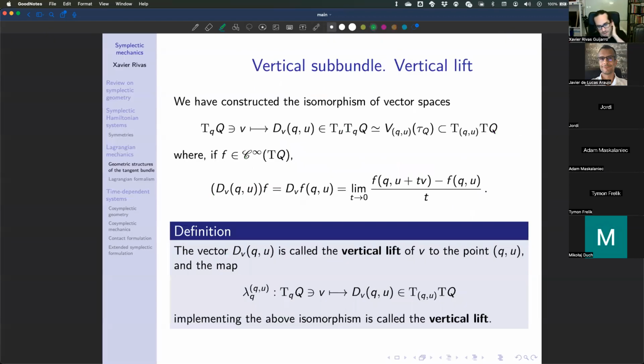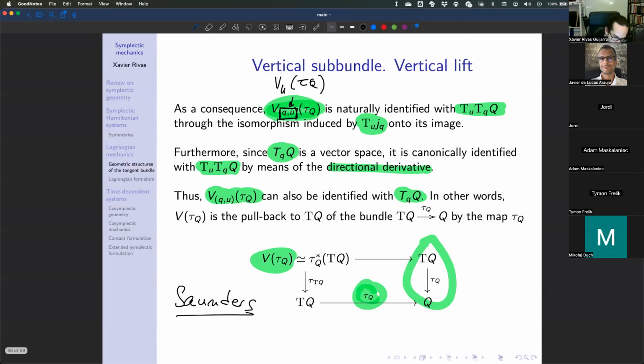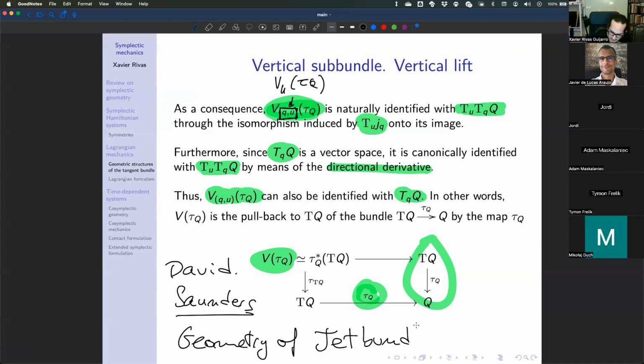Excuse me, what is this book? Because you just wrote the surname, I suppose. It is the geometry of jet bundles. I am not sure of the title. The author is David Saunders. If you write "bundle Saunders" in Google, it will appear. I have it here. Great, the geometry of jet bundles. I mean, it has something like 400 citations, so it comes up very easily.